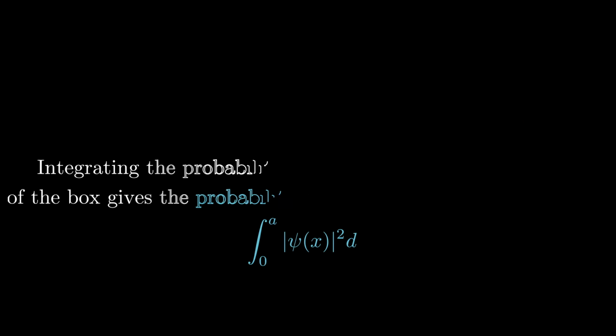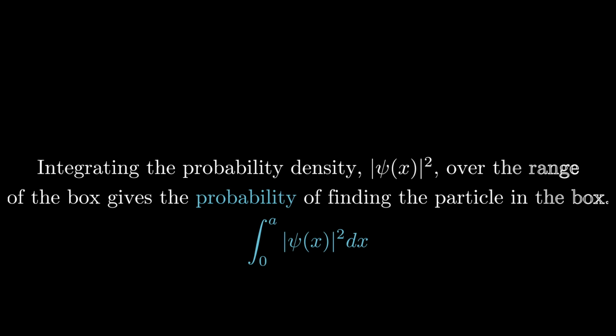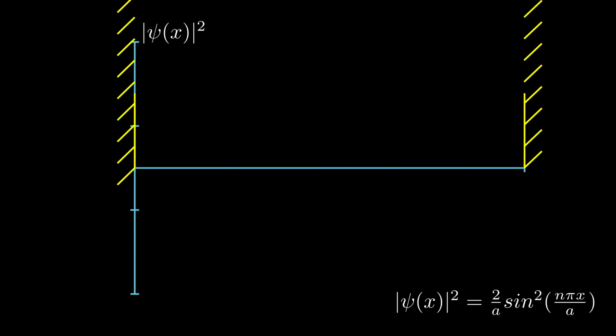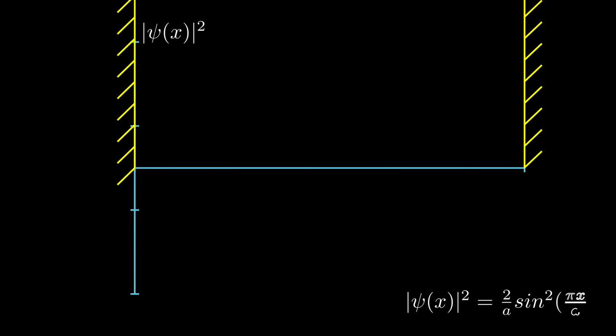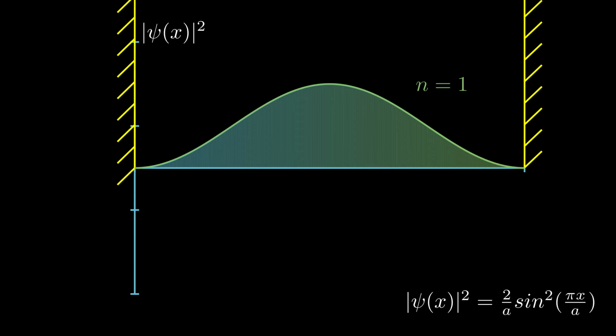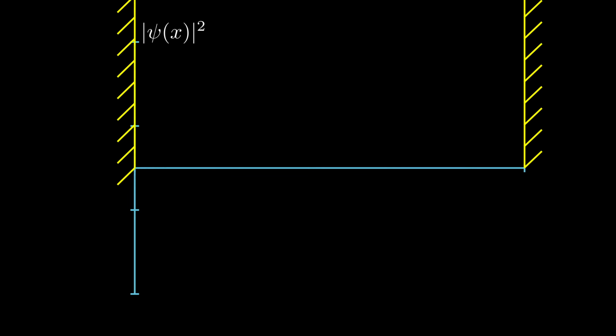The probability density, which is the modulus squared of the wave function, reveals more insight into the location of the particle. Peaks in the probability density plot represent areas where the particle is likely to be found, and troughs are areas where the particle is not likely to be found.